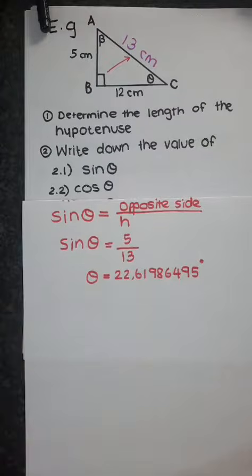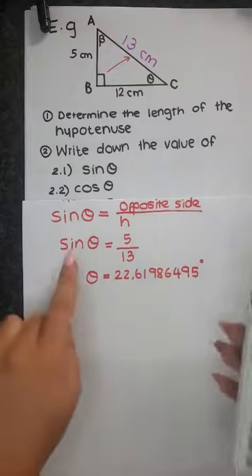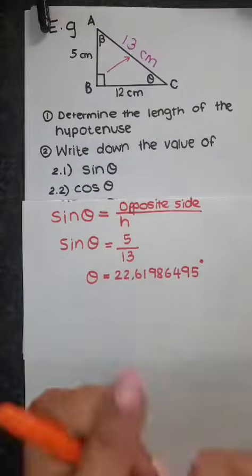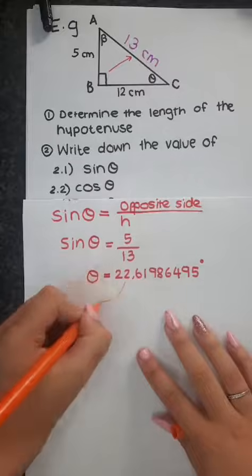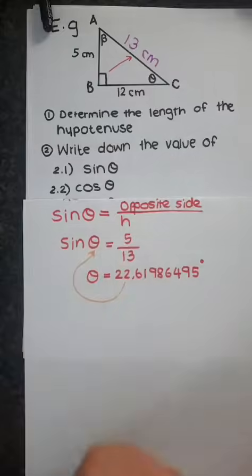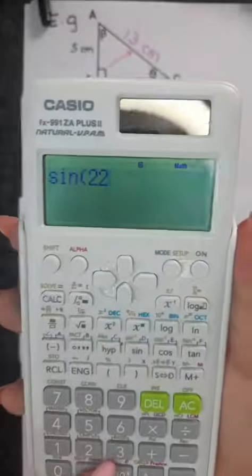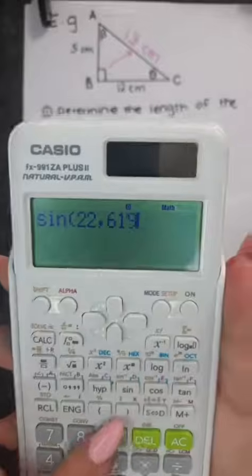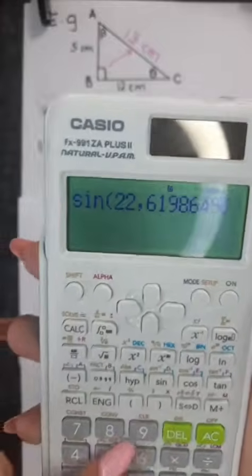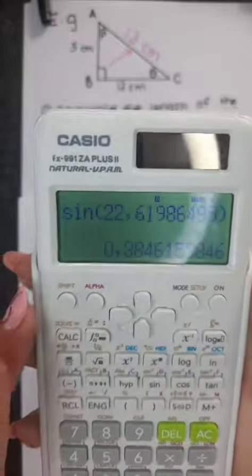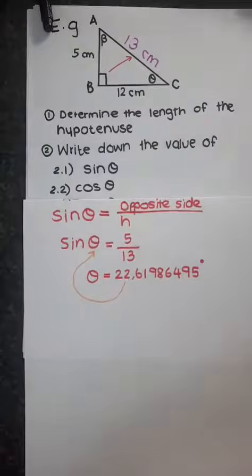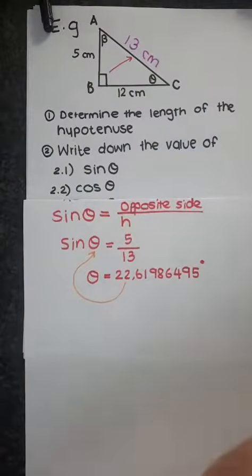If I take my calculator and I substitute my answer, 22.61, and so on, in the place of theta, let me show you. So I go sine, and in the place of the angle, I go 22.61986495, close brackets. Then you will get 5 over 13.